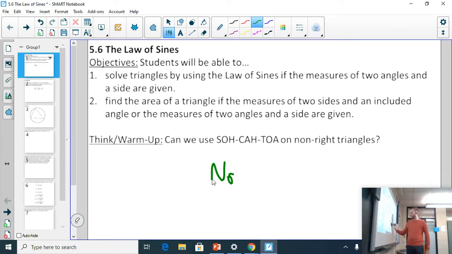The ratios are only, the trig ratios that we have with SOHCAHTOA, opposite over hypotenuse, adjacent over hypotenuse, and opposite over adjacent, they only work if we have right triangles.